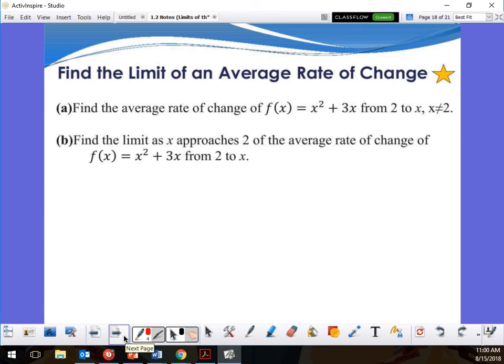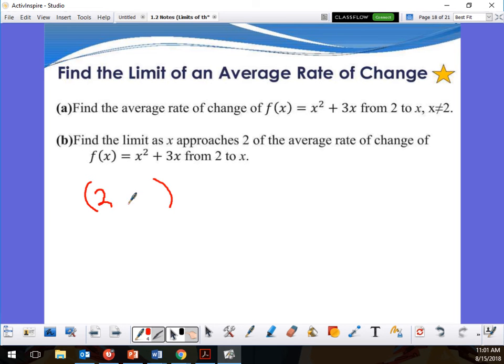Find the average rate of change of f of x, there's my f of x, from 2 to x. Where's it starting at? It's starting at 2, right? And it's going to... So if I were to write a point, my first point would be what?